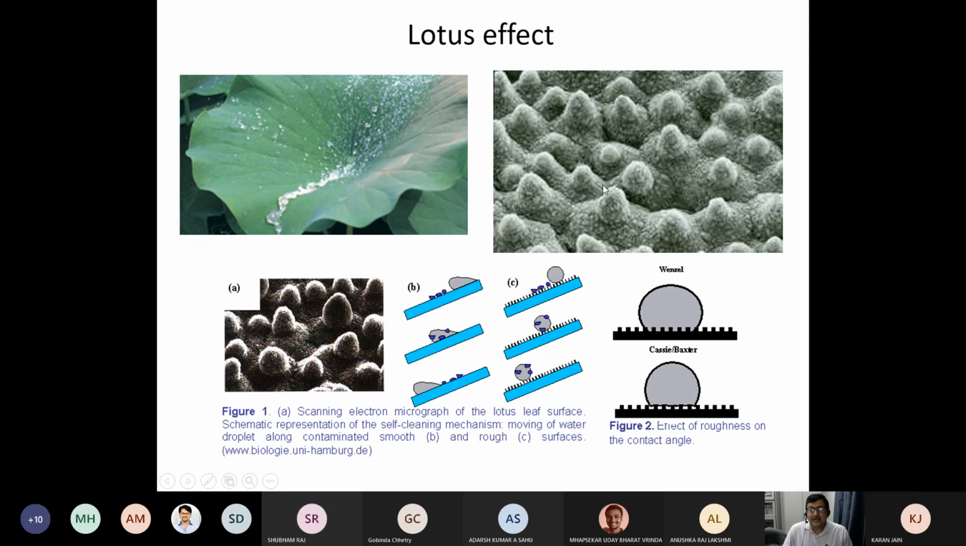So this is not only a super hydrophobic surface where water doesn't sit, but also a self-cleaning surface. It will always have an inclination. So once the water droplet rolls, it will remove the dust particles. So it is not only super hydrophobic, but at the same time also self-cleaning. These are two different applications.